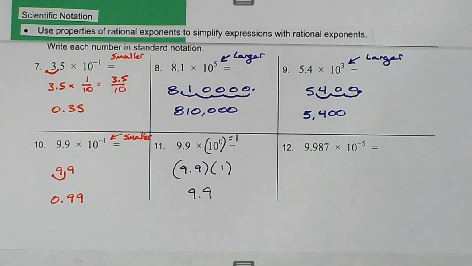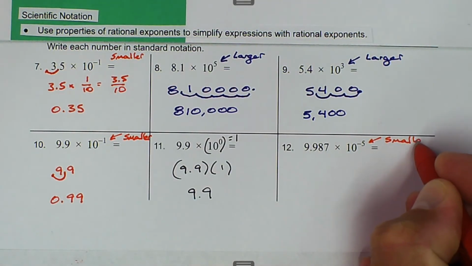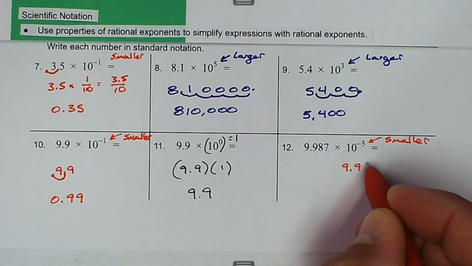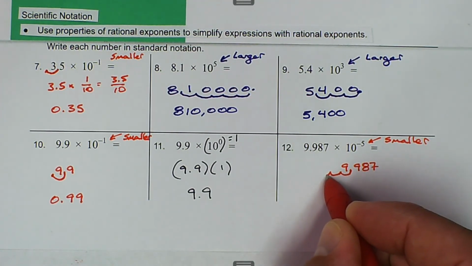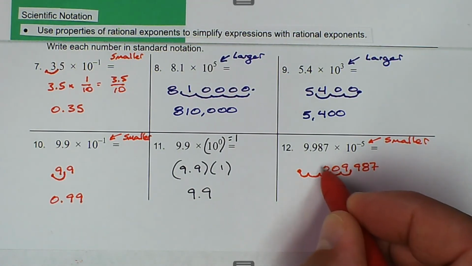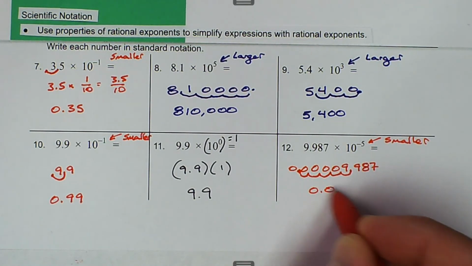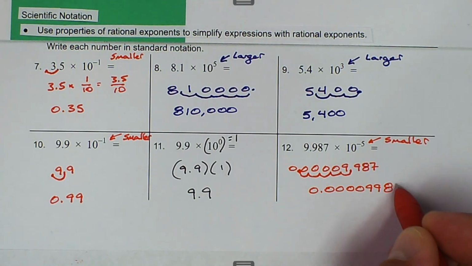And then we have 9.987 times 10 to the -5th. So this means that we're getting smaller because it's negative. And so we're going to move the decimal point to the left. So we have 9.987, and we're going to move it 5 to the left. 1, 2, 3, 4, 5. And we're going to fill that in with zeros. So our final answer is 0.00009987.